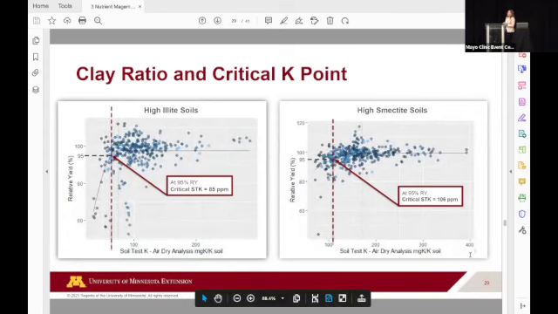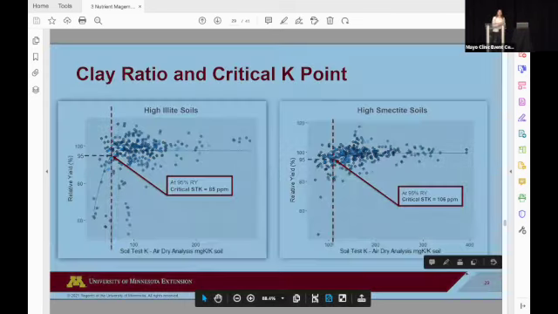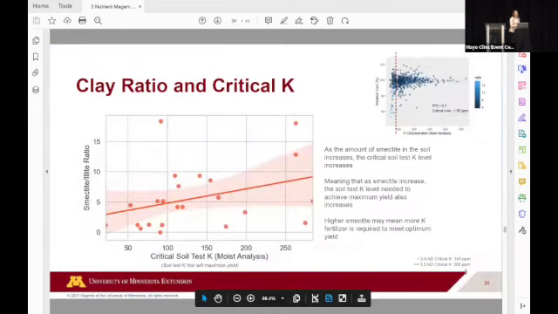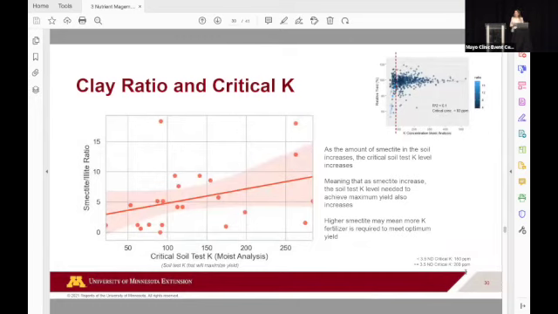This just reiterates that we plotted a critical K level for every site that we had. If we look at this relationship, we can see that the smectite to illite ratio slightly increases as you increase your critical soil test value. So as the amount of smectite in the soil increases, your critical soil test K level will increase. That means that as smectite increases, the soil test K level might need to increase to achieve maximum yield. And we can infer from this that in higher smectite soils, you might need to apply more potassium fertilizer in order to meet your optimal yield.